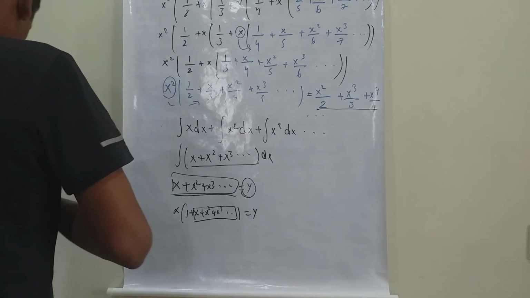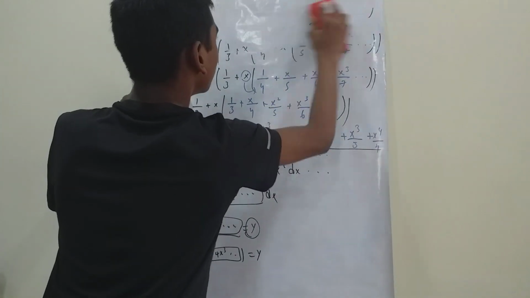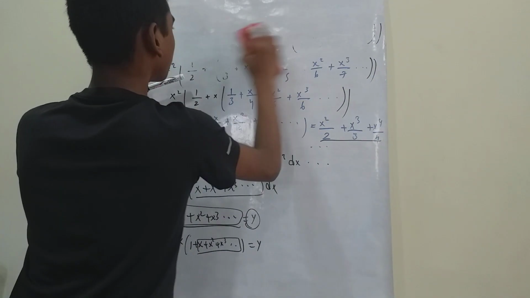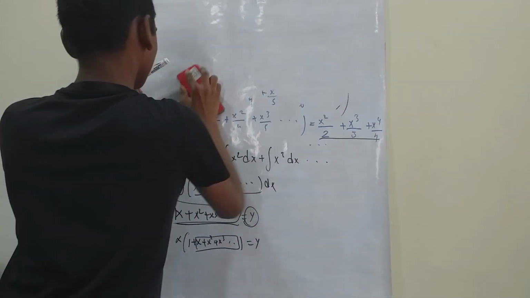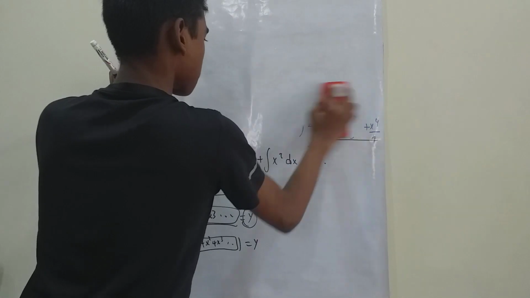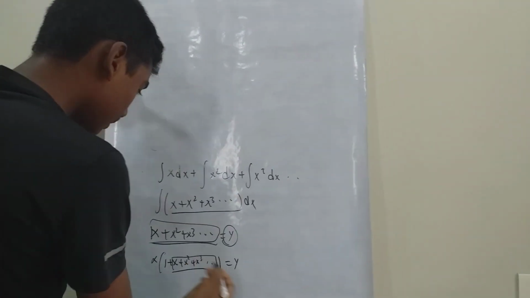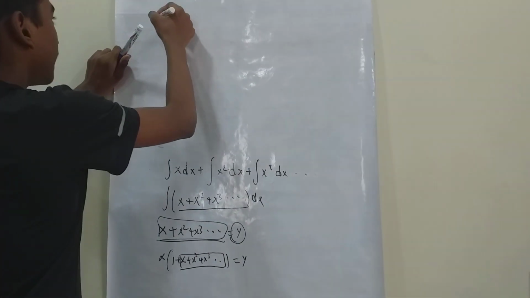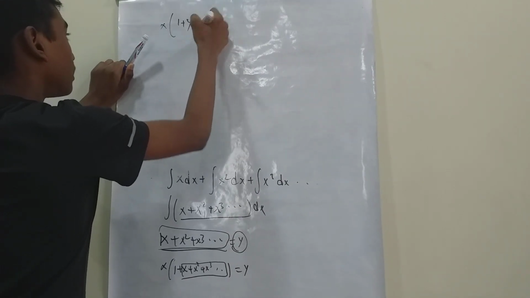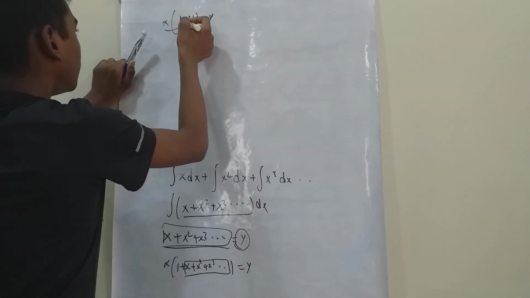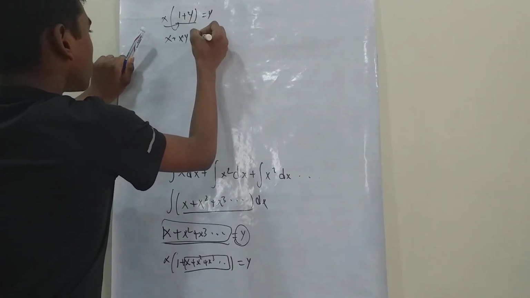So this is the same as y, so x times 1 plus y equals y. So when I multiply this x on this one, I get x plus xy equals y.